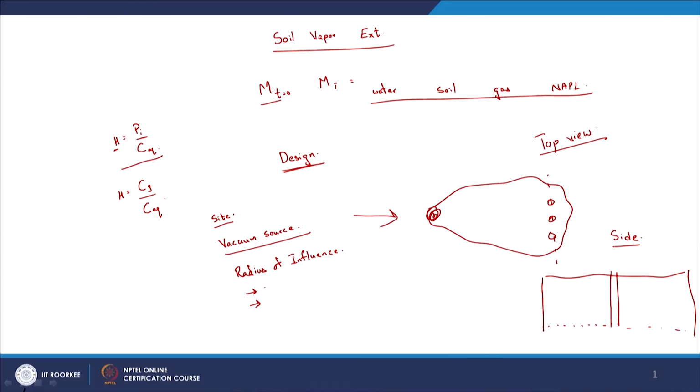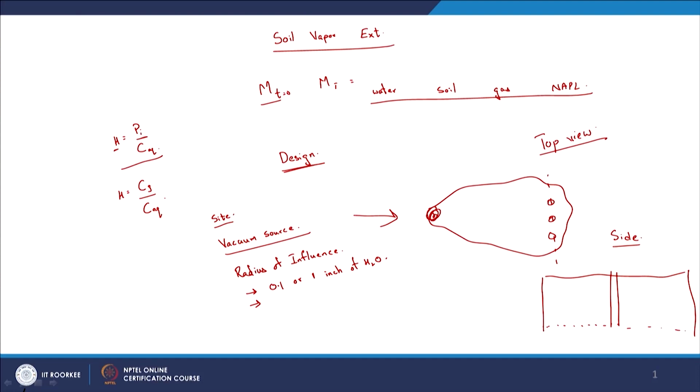So, one set of people define it in terms of either 0.1 or 1 inch of H2O, or inch of water. That is the minimum pressure that should exist at that location for that particular point to be considered within this particular radius of influence. From this side view, if this is the extraction well, and all this is the radius of influence, we can say that all the points within this zone experience a vacuum pressure greater than 0.1 or 1 inch of H2O. Outside this particular zone, that level of pressure is not maintained.